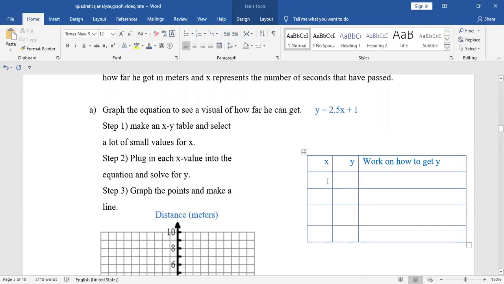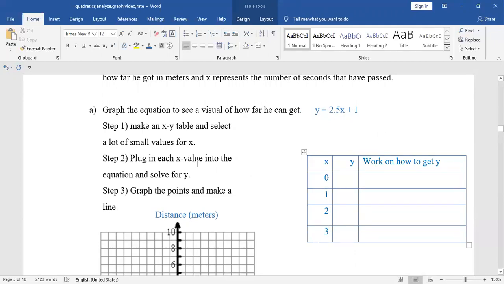So I'm just looking for small values that are easy to plug in. So I'm going to choose 0, 1, 2, and 3. If you're thinking how many are the minimum number of X's I need to put in, you need a minimum of 2. So I could have gone ahead and done just 0 and 1. However, if you want to graph accurately, it's a good idea to have 3 or 4 points to reinforce what your line should look like. So I'm going to go ahead and do 4 points here. And these are small values, they're easy to put in, so they will work.